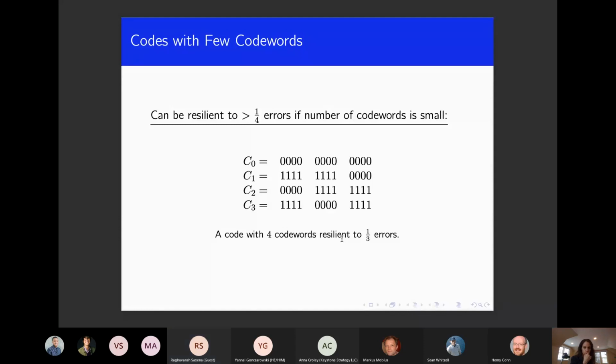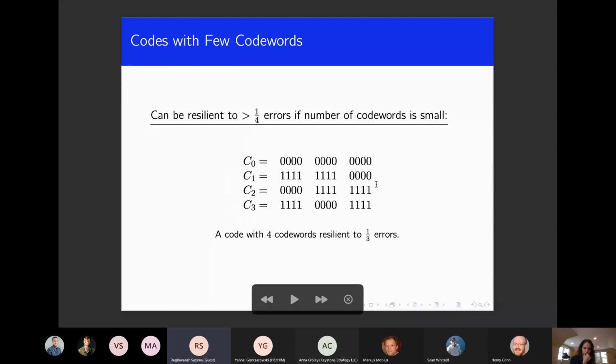And I claim that there exists an error correcting code with 4 code words that has error resilience 1/3. Here is such a code. You have these 4 code words. One of them is all zeros. The second one is ones till 2/3 of the way, then zeros, and then the other 2 are as shown. And it can be observed that the distance between any pair here is 2/3.